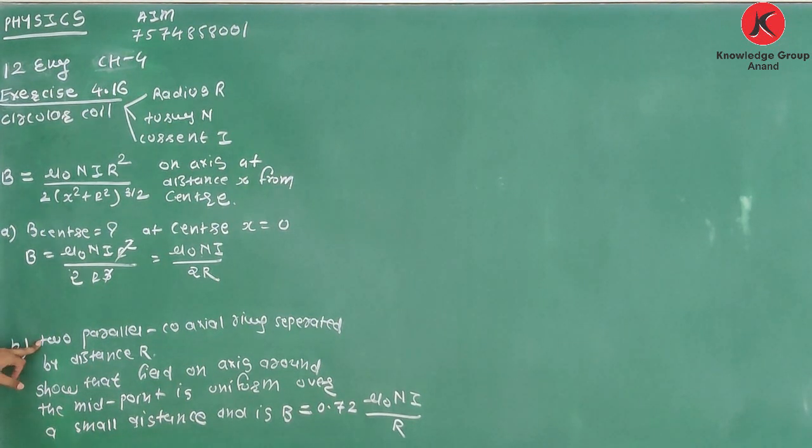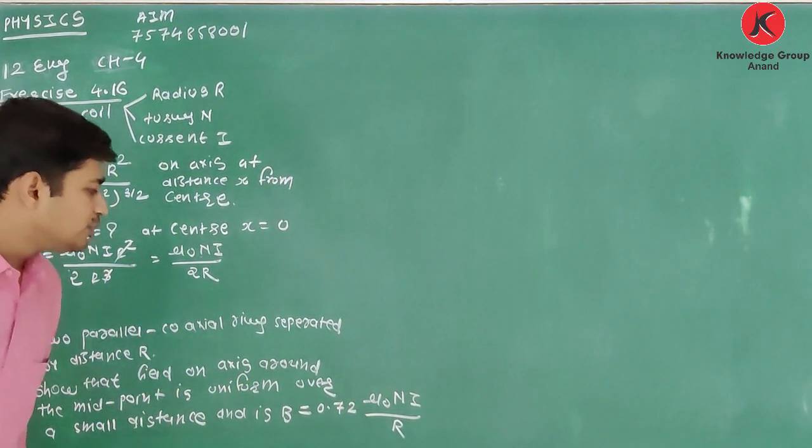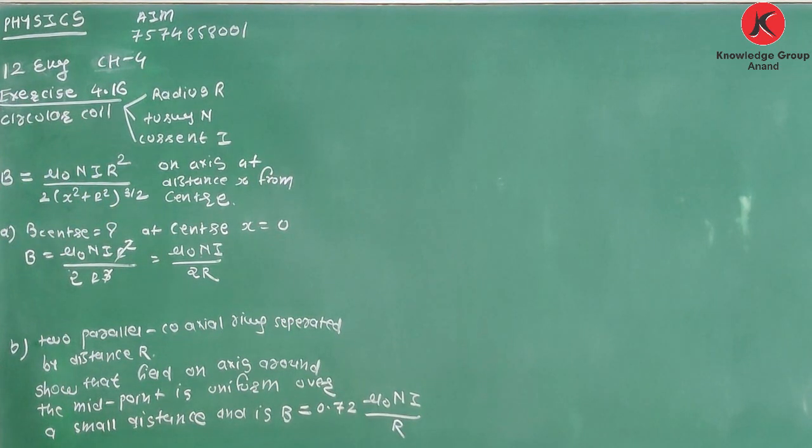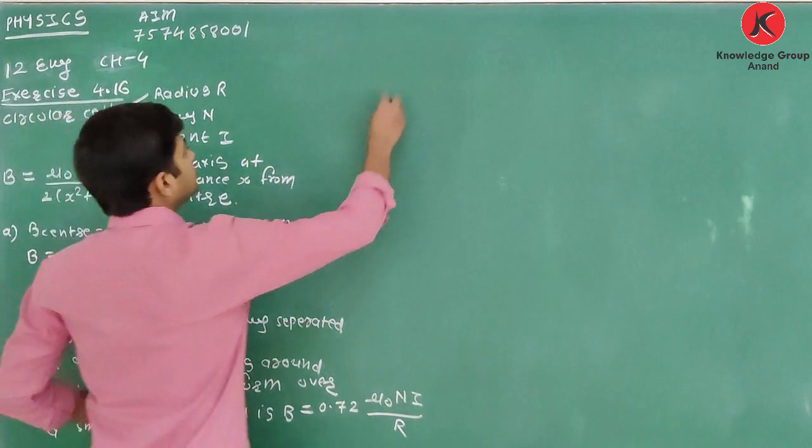What is the second question? Two parallel coaxial rings separated by distance r. Show that the field on the axis around the midpoint is uniform over a small distance and is given by B = 0.732 μ0 N I / r. Again, two parallel coaxial rings separated by distance r. See, here it is.